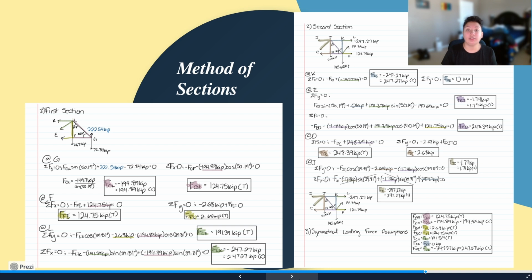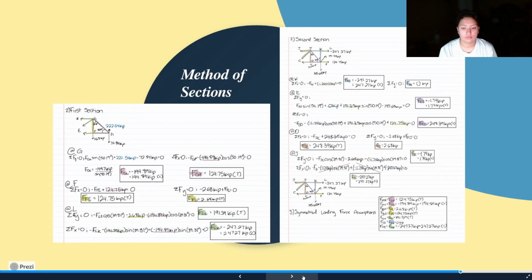And then for the left-hand side of the second section, I cut it at IJ, CJ, and CD, and we went ahead and found all of those forces, whether they were in compression or in tension. And then the last step we took was to assume that our forces were the same on both sides of the truss. So all of our forces here were equal to the ones that we had just calculated, just mirroring along that middle axis.